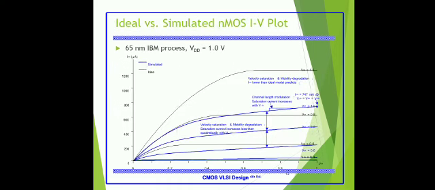And you can see the simulated NMOS and PMOS plot. The saturation region, the cutoff region and the active region are shown here. If the current is on, it operates in the saturation region, and if it is off, it operates in the cutoff region.